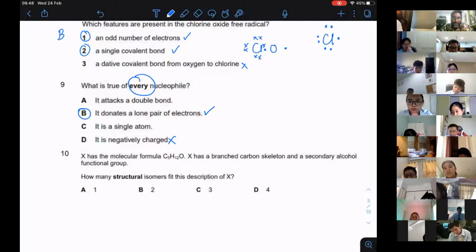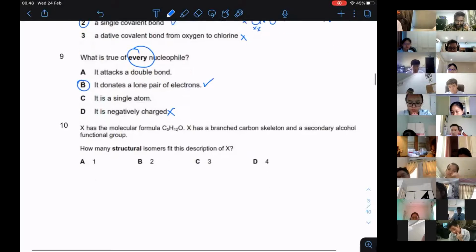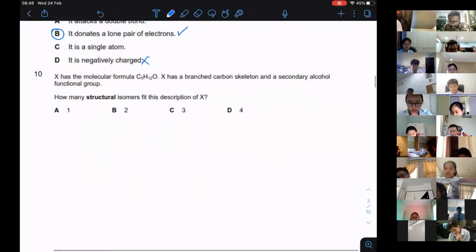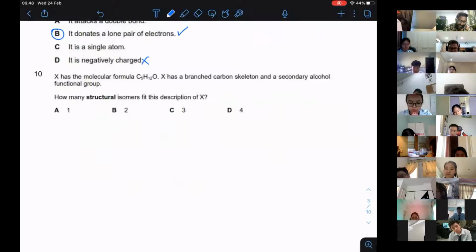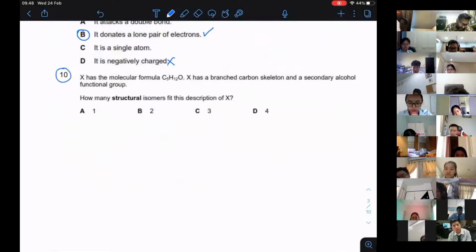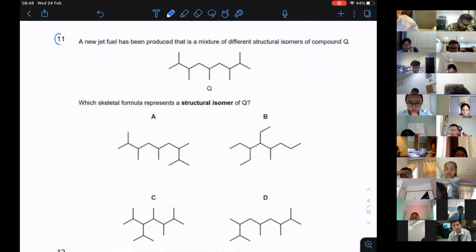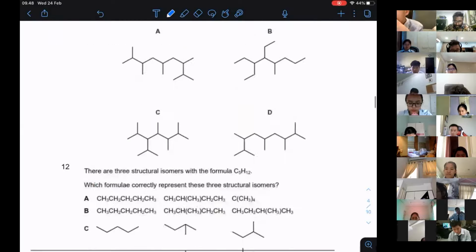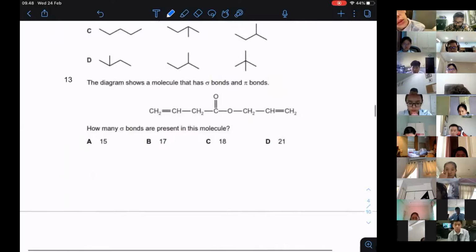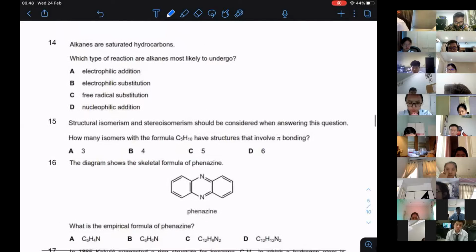That is a nucleophile. Now, here X has a branched skeleton and a secondary alcohol functional group. Maybe this one we wait first. You try on your own. Number 10. Now let's move on. This one also, please try on your own. This one I don't want to just teach you, otherwise you don't appreciate it. Please try on your own. Let me just go and select the one over here.